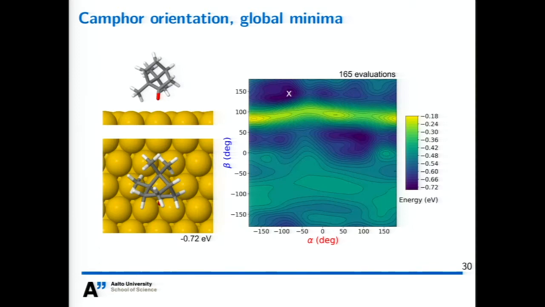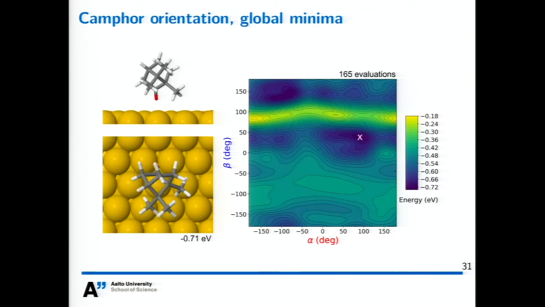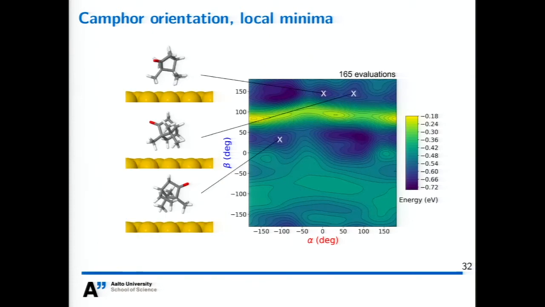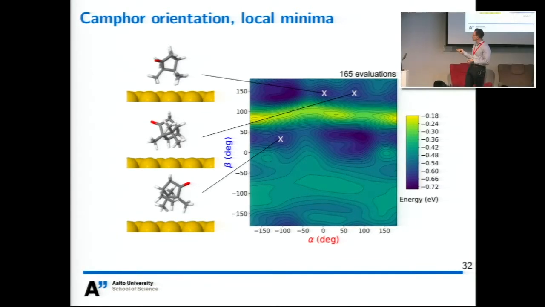Here we see 2 global minima of roughly equal energies, and in both of those, the molecule is oriented such that the oxygen is pointing down towards the surface. Here are some examples of the local minima. There you see that the orientation of the molecule is very different. It's more like upside down, and the oxygen is further away from the surface.